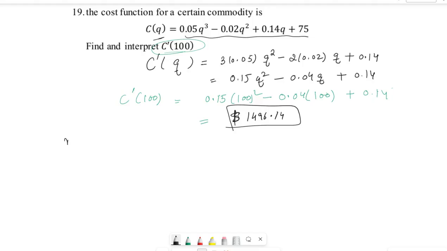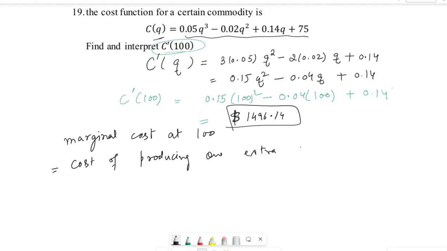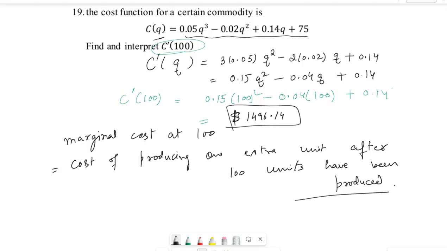What does it mean? That is the marginal cost at 100. What's the physical interpretation of that? That is the cost of producing one extra unit after 100 units have been produced. That's the interpretation of marginal cost.